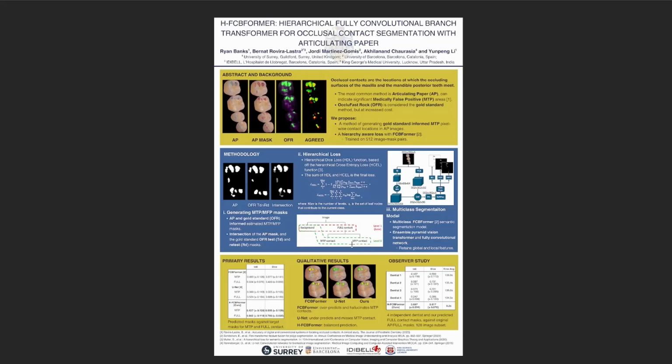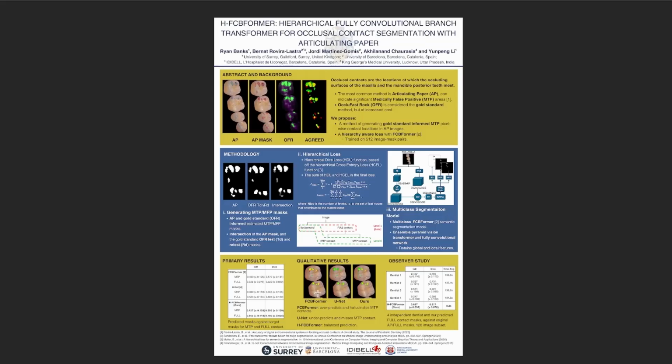This allows the model to adjust the weights in regards to the individual detected classes, as well as how they interact with each other with regards to the parent class. We also adopt FCBFormer by Sanderson et al. and adapt it for multi-class segmentation. This employs a pyramid vision transformer and fully convolutional network ensemble to retain both global and local features.